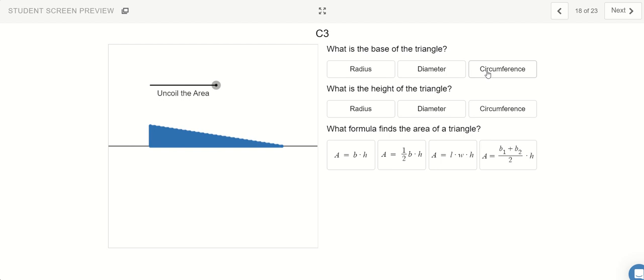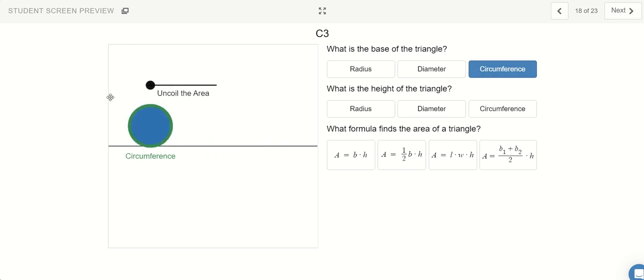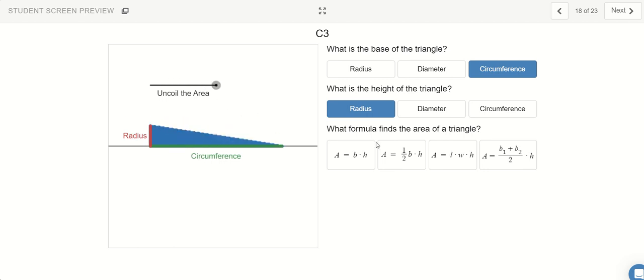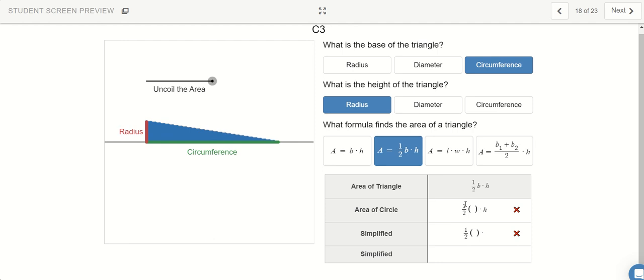The base is going to be the circumference. Do you see how the outer ring, the circumference, if I unwrap that, it becomes the base. And here at the circle, the height is the radius. So here's the middle to the edge. And if I uncurl it, that becomes the height of my triangle. So if the area of a triangle is 1/2 base times height, right?